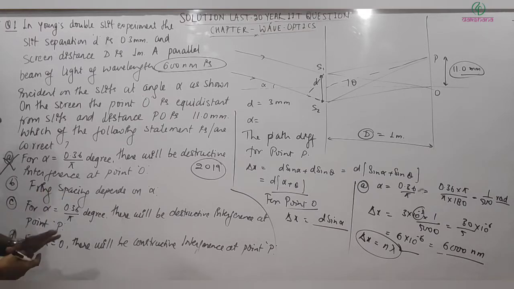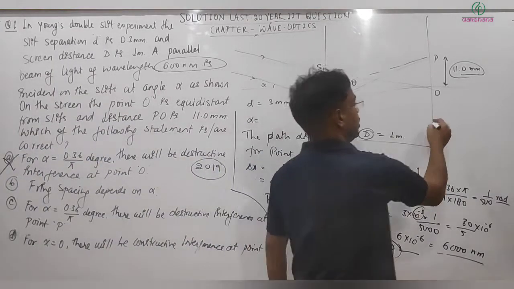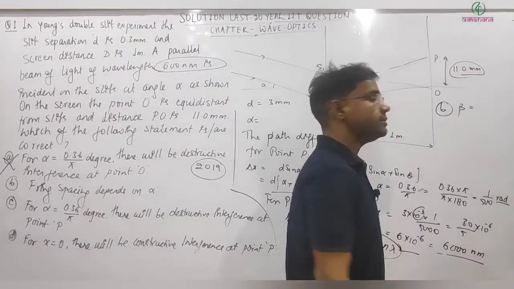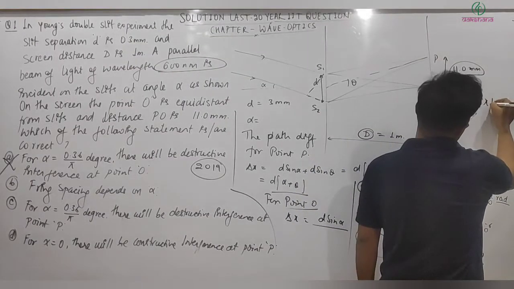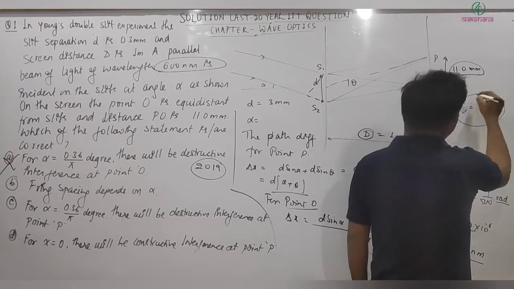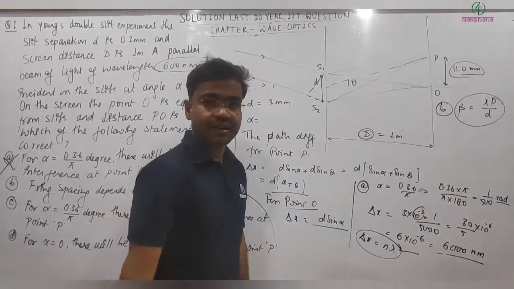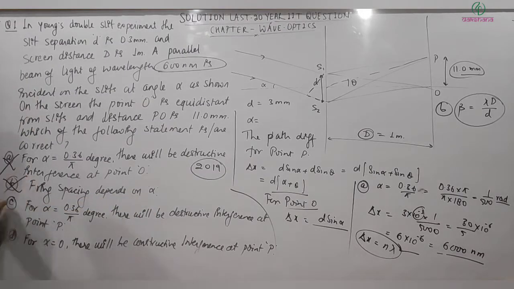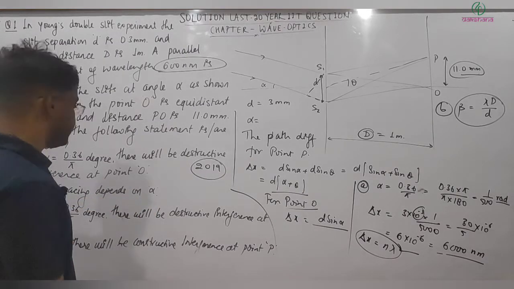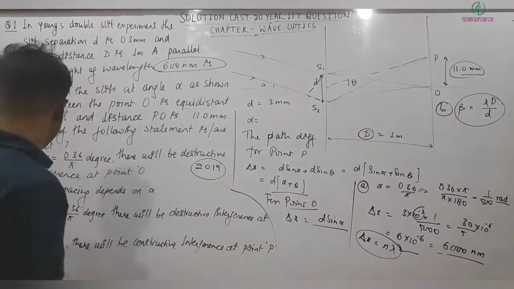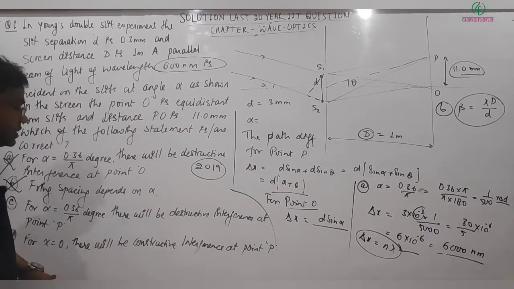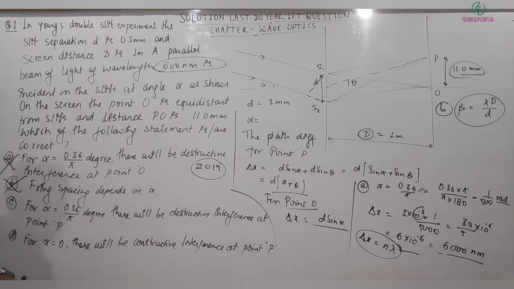Fringe spacing depends on alpha. We know for point B, fringe spacing means beta, the fringe width. We know it's equal to lambda capital D by small d. Does it depend on angle alpha? It's saying fringe spacing depends on alpha. No, it's not. It doesn't depend on alpha. Okay, so similarly, for alpha equal to this degree, there will be a destructive interference at point P.